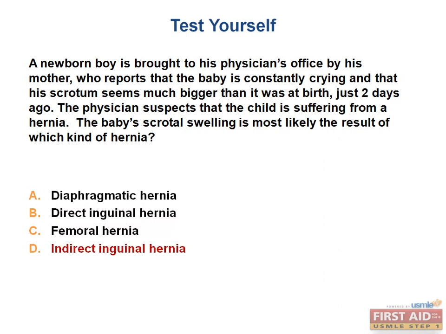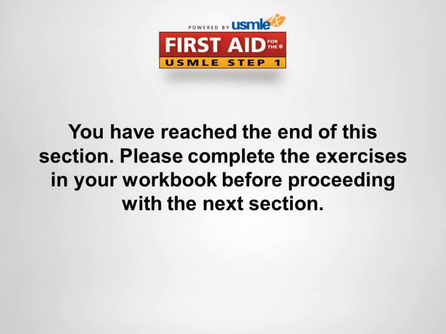Well, that's right. It's D, an indirect inguinal hernia. Remember, indirect inguinal hernias most often occur in newborn male infants. In this case, the peritoneum goes through the internal inguinal ring and enters the scrotum because of the failure of the processus vaginalis to close. An indirect inguinal hernia passes lateral to the inferior epigastric artery. Well, this concludes GI anatomy.